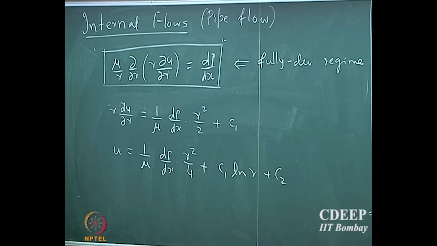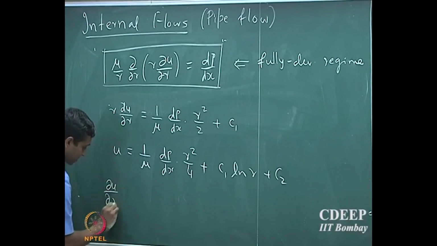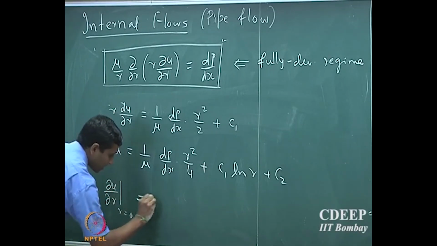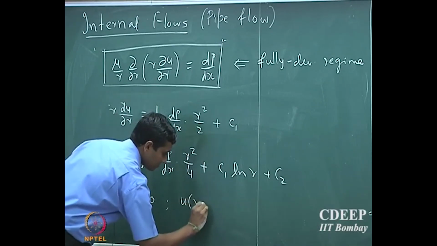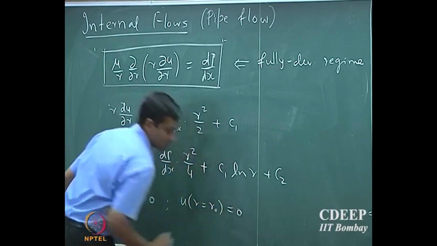At r equal to 0, du by dr at r equal to 0 is equal to 0 because of the symmetry. Okay, and what about the other boundary condition? u at r equal to r naught is 0.